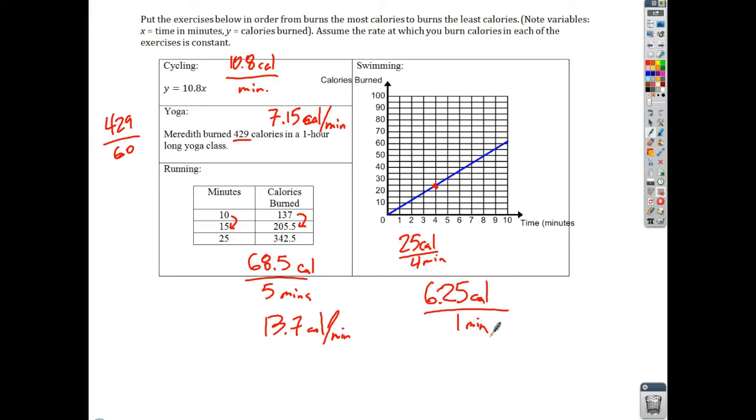Okay, and then we want to do most calories to least calories. So my best bet here is cycling, right? No, sorry, running. Running is the best. Cycling is next, followed by yoga, and finally, swimming.